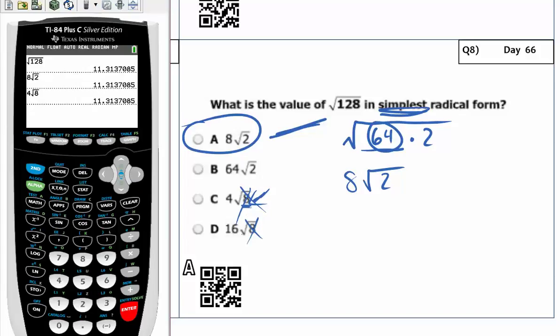Okay, so if you're just guessing by using the calculator, these kinds of questions might get you caught choosing the wrong answer. So you just really have to be careful what you choose.